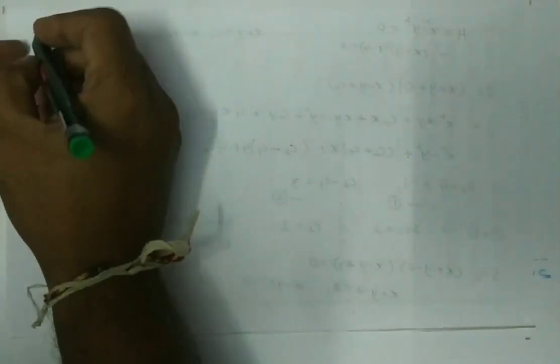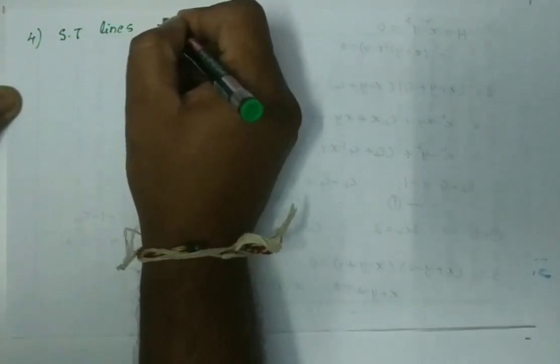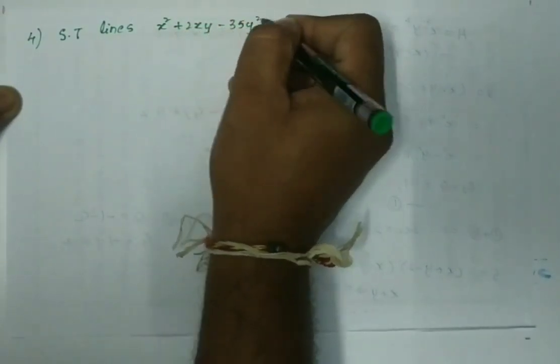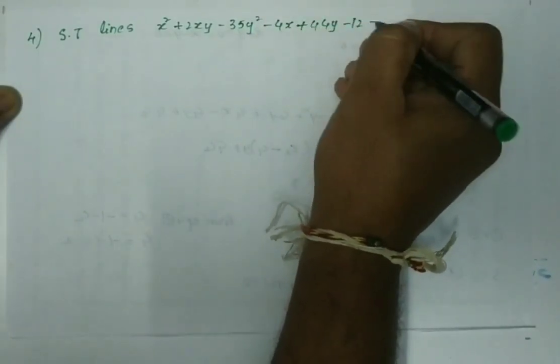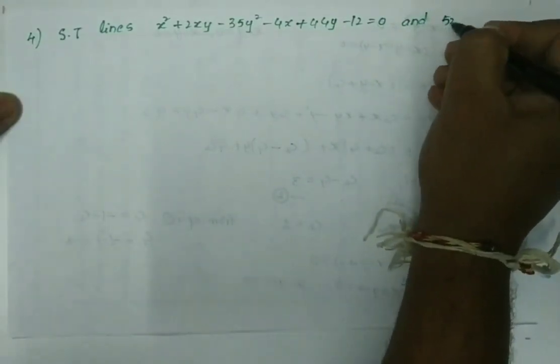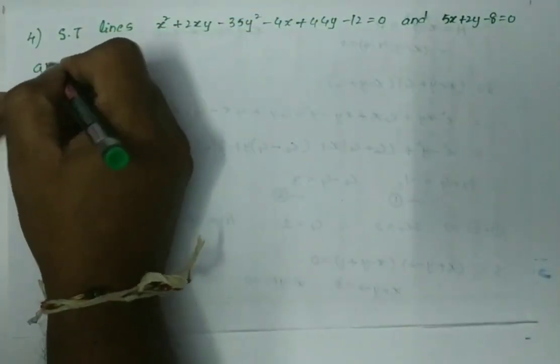Next, let us see the fourth problem. Show that the lines x square plus 2xy minus 35y square minus 4x plus 44y minus 12 is equal to 0, and 5x plus 2y minus 8 is equal to 0 are concurrent.